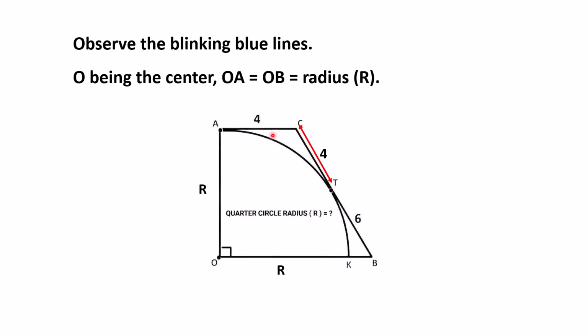The two blinking blue lines from the center O, OA and OB, both will be equal to R, that is, R is a radius. So OA is a radius and OB is another radius. Since both the radii must be equal, OA and OB are each equal to R units in length. So mark OA equal to R and mark OB equal to R.